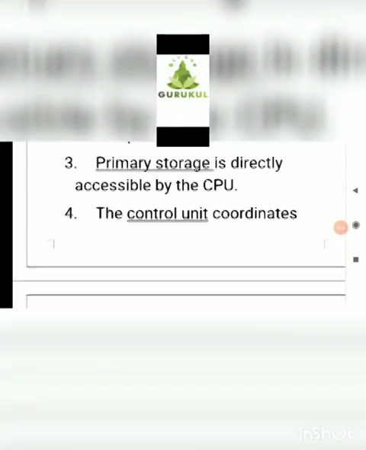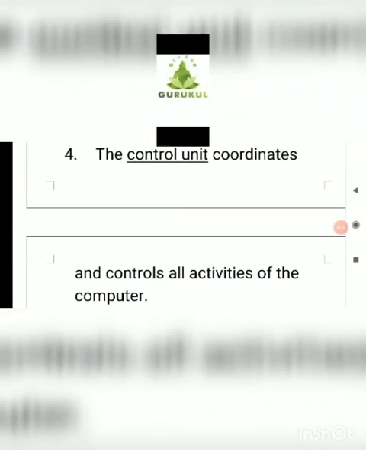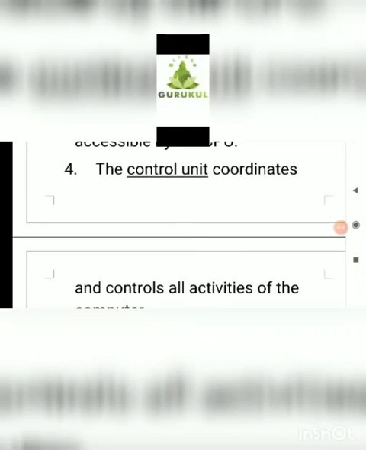The storage unit is again divided into two types, primary memory and secondary memory. Here the primary memory is directly accessible by the CPU. Next one is dash unit coordinates and controls all activities of the computer. Answer is control unit. How? The main purpose of a control unit is to control all the devices connected to the computer system, and whether they are working properly or not is monitored by the control unit.